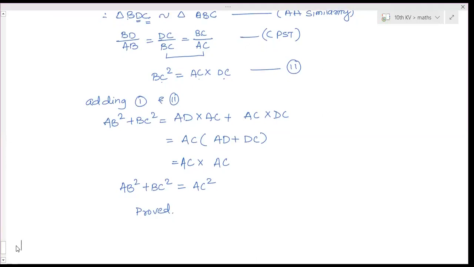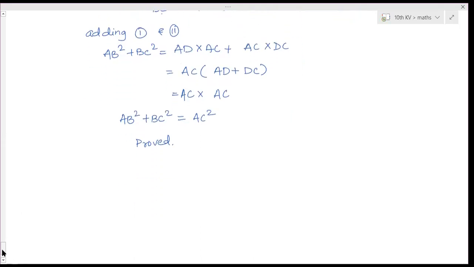Now you have to learn the converse also. Converse Pythagoras theorem. This means in any triangle, if the square of one side is equal to the sum of squares of the other two sides, then that triangle is definitely a right triangle. It is only possible in a right triangle. No other triangle can have this.